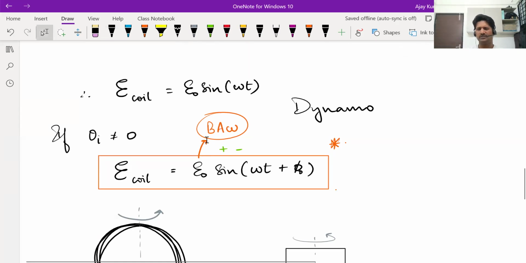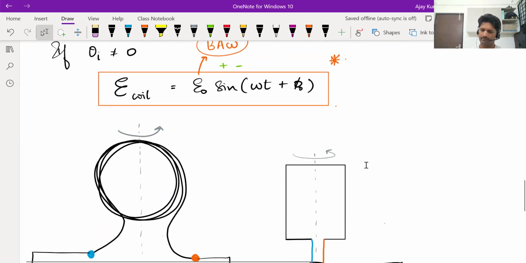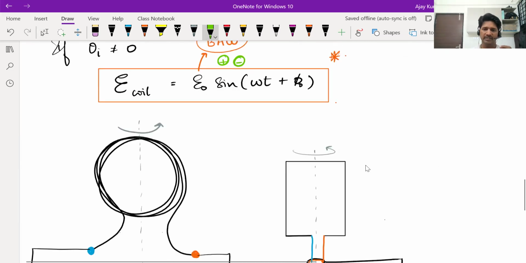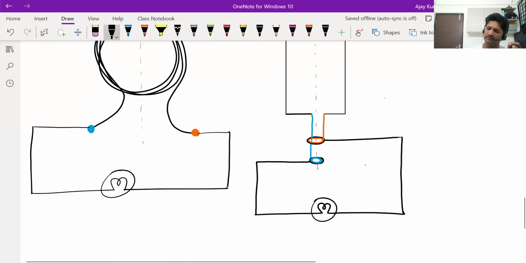Okay, so a dynamo is like a mini generator, a small version of a generator. And why do we call this an alternating EMF? Because it varies sinusoidally with time. For some time, this function will be positive, and for some time, this function will be negative. Means for some time, the orange side will be positive, at higher potential. The blue side will be at lower potential. But when the other half of the rotation is happening, the orange side will be at lower potential, the blue side will be at higher potential.